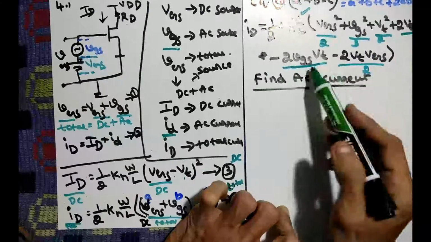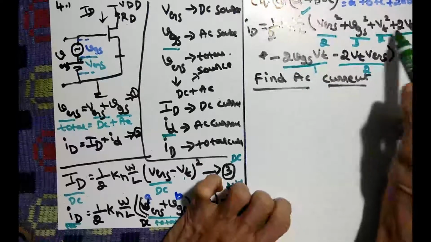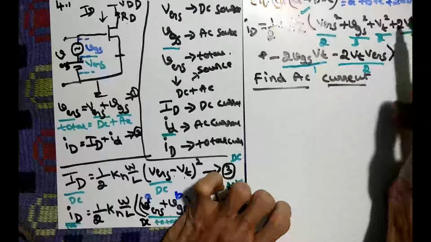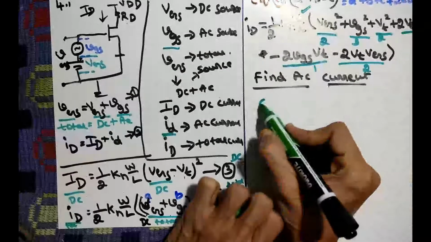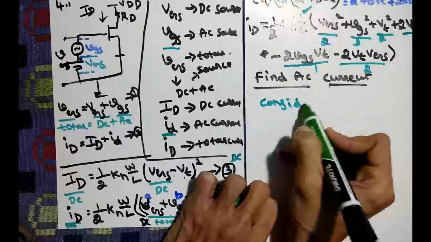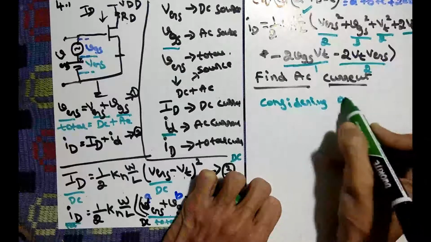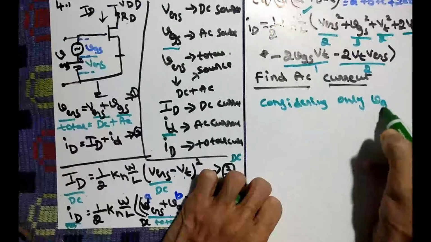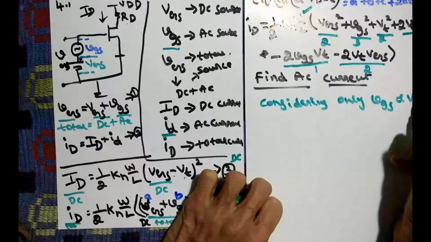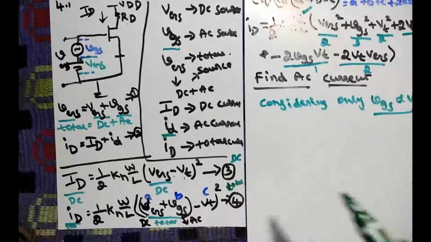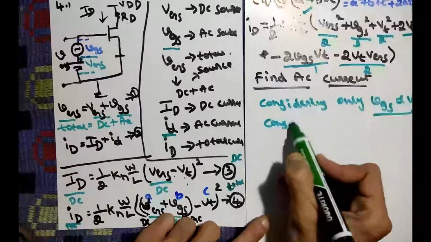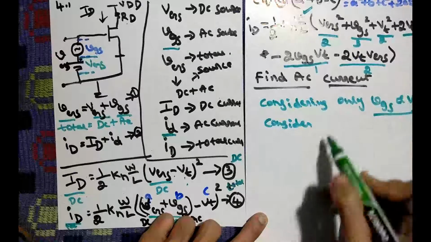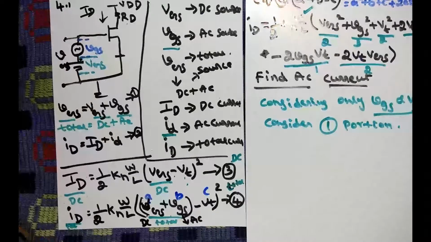So we are considering only this portion as the AC portion. All the other portions we consider as DC or total portion, so we can ignore that. Very important, considering only the AC portions, we can call it small VGS and VT present. Okay. So both together we have to consider. Why? Because in our current equation VGS and VT both are present. So consider one portion, and that we can name as small ID.